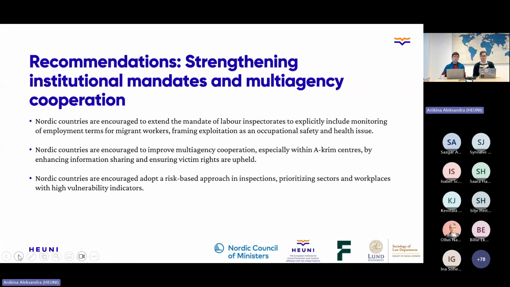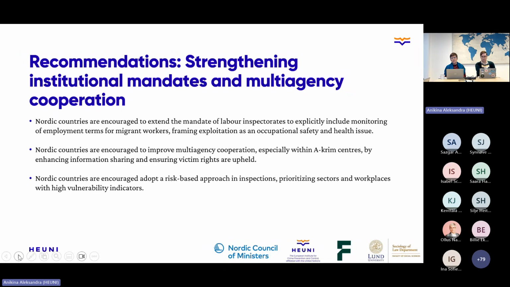We then have a list of a bit more detailed recommendations. I went through some of these already, but we first talk about the strengthening of institutional mandates and multi-agency cooperation. As I mentioned, we are proposing that in Nordic countries where the labour inspectorates have a more limited mandate, the mandate should be strengthened to explicitly include the monitoring of employment terms for migrant workers. And also then to see that exploitation is actually an occupational safety and health issue as well.